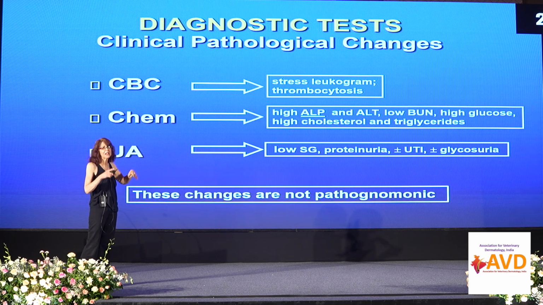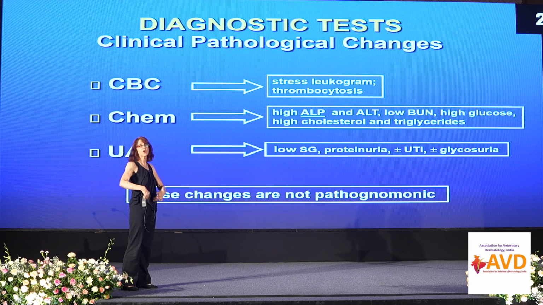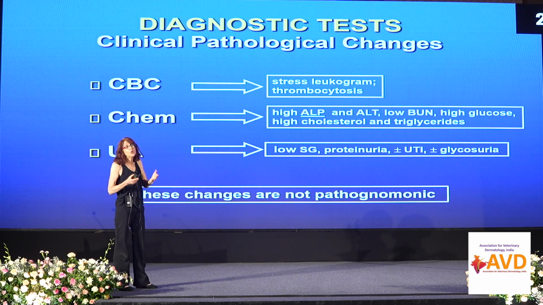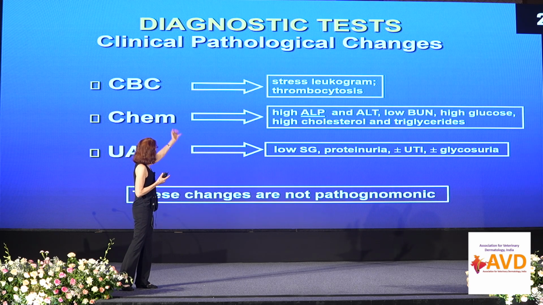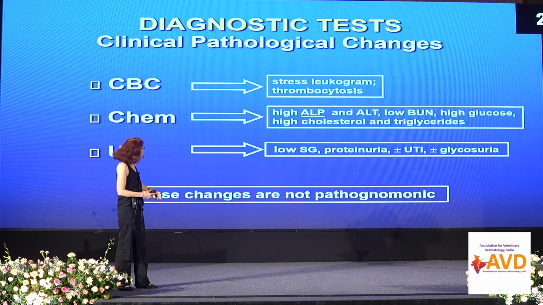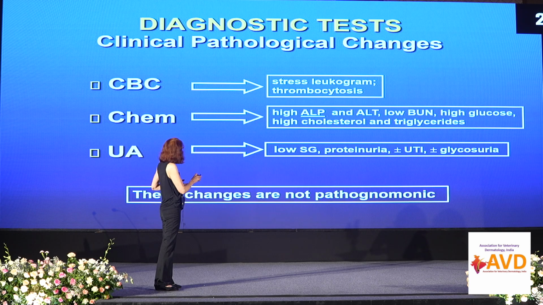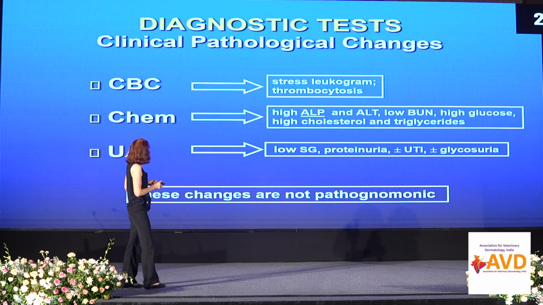Low BUN, I don't mind much, but that's probably the urinary washout in the kidney because of all that polyuria going on. High glucose doesn't mean diabetes mellitus, it's hyperglycemia, okay? Frank diabetes mellitus is rare, 5 to 10%. Yes, if there is glucose in the urine, glucosuria, then diabetes, right? So you pursue that. High cholesterol, you can see that also.